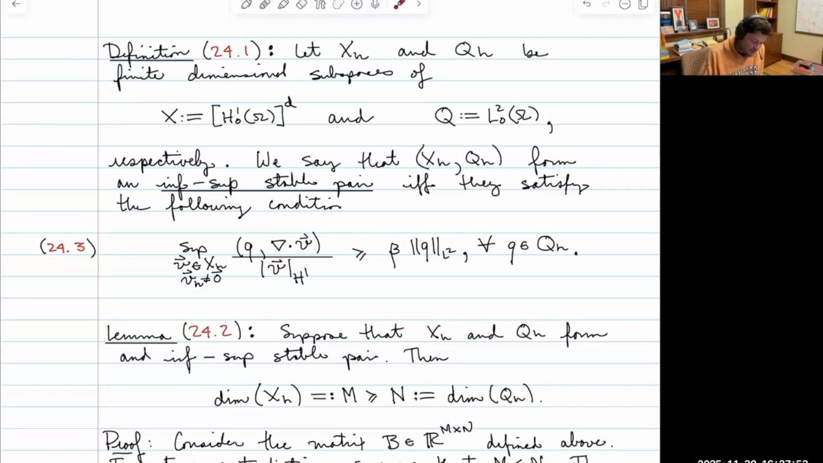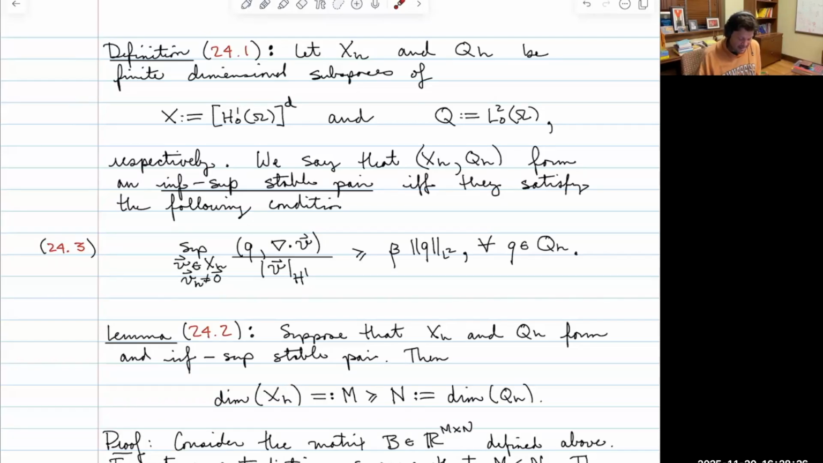XH is a finite dimensional subspace of X, and QH is a finite dimensional subspace of the pressure space Q, respectively. We say that XH and QH form an Inf-Sup stable pair if and only if they satisfy the following condition. And this condition is going to be numbered estimate 24.3.